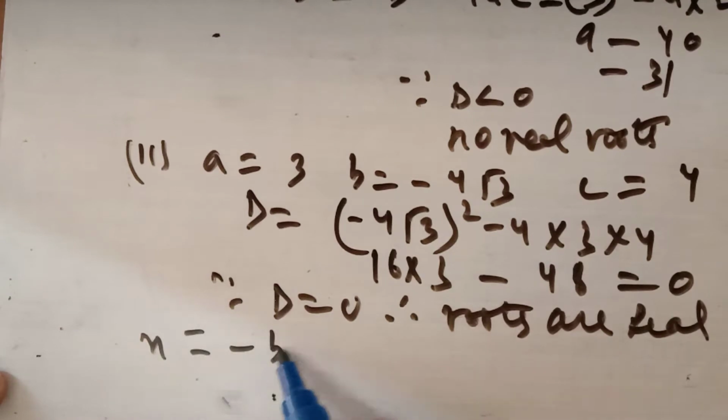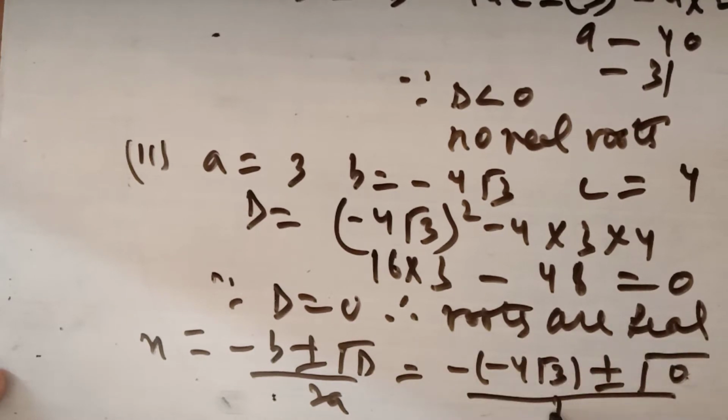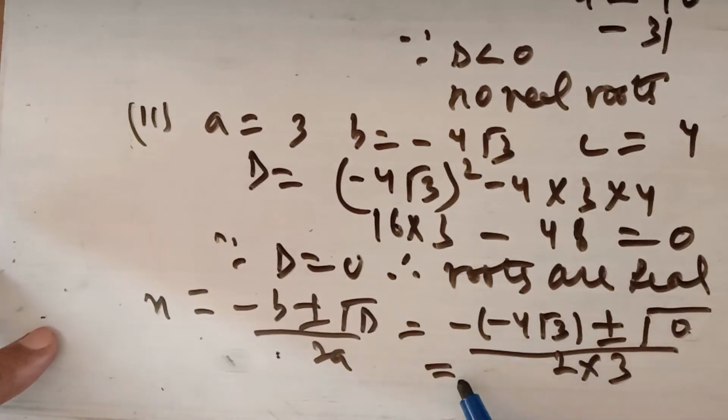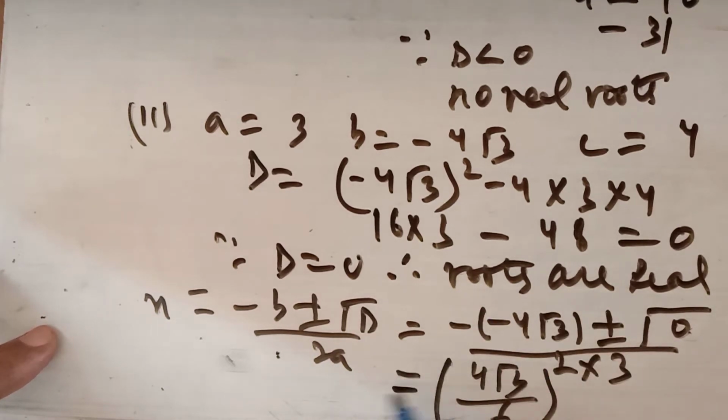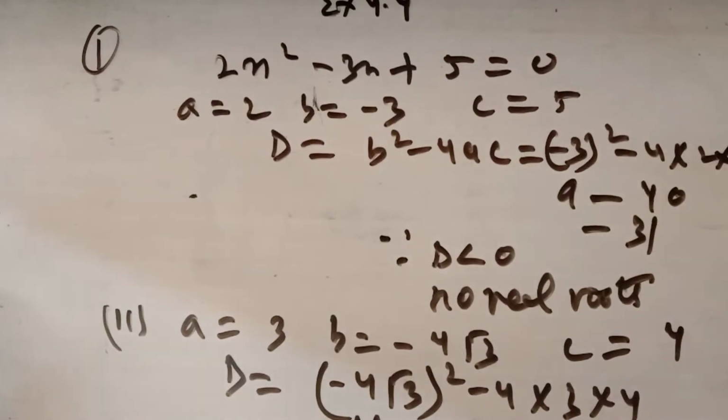To find the roots, use minus b plus minus root D upon 2a. So minus b is 4 root 3, plus minus root 0, upon 2 into a, which is 3. So it is coming out to be 4 root 3 upon 6, plus minus, the same root, the equal roots. So if D is greater than or equal to 0, then you have to find the roots. Otherwise, you don't have to find the roots. The third part you can do yourself. You have to find the roots only when the roots are real, that is when D is greater than 0 or equal to 0.